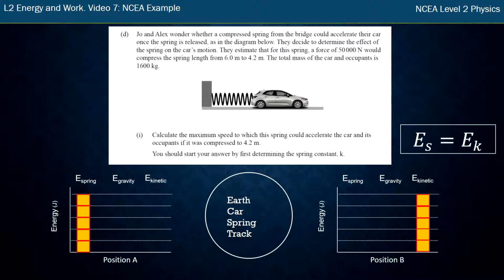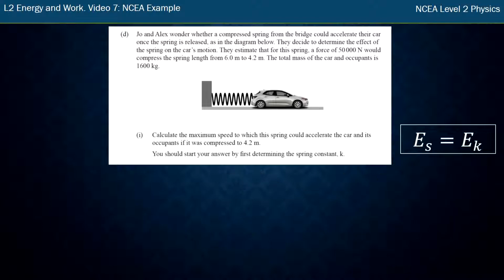So from our bar chart, we've got an equation: spring energy is kinetic energy. Once we've got that equation, we can throw the bar chart away and just deal with the maths. The formula for spring energy is half k x squared. The formula for kinetic energy is half m v squared. And then I'd try and solve this. They want me to find the speed, v. I've got m, the mass, I've got x, how much it's compressed, but I don't have k, and this is why they've said you should start your answer by first determining k. So I need to figure that out.